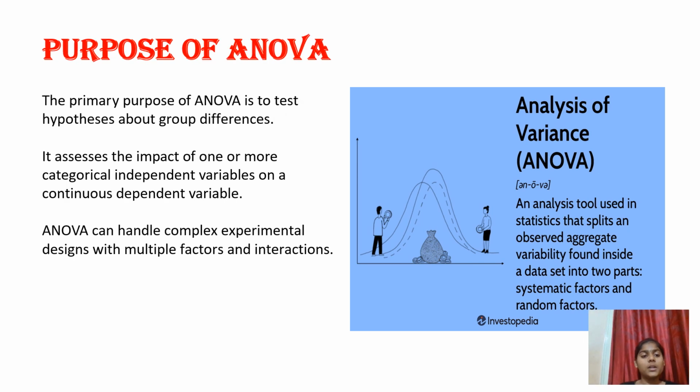Purpose of ANOVA. The primary purpose of ANOVA is to test hypotheses about group differences. It assesses the impact of one or more categorical independent variables on a continuous dependent variable. ANOVA can handle complex experimental designs with multiple factors and interactions.